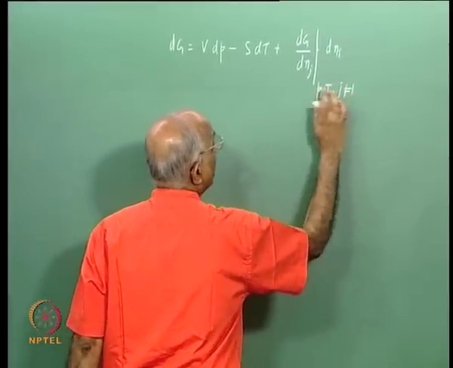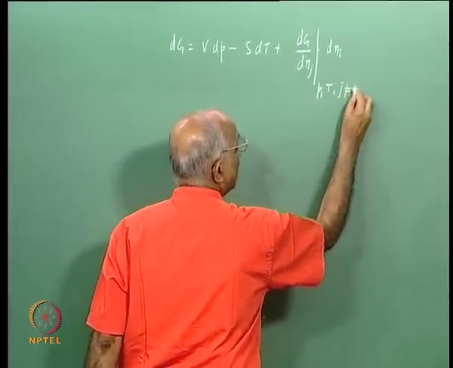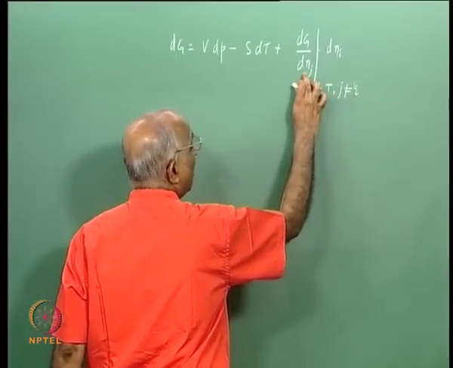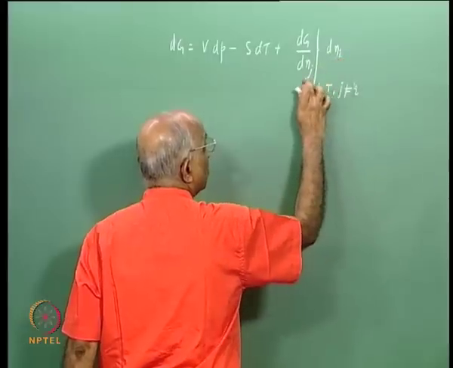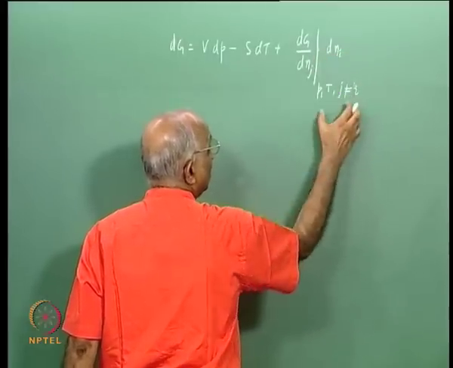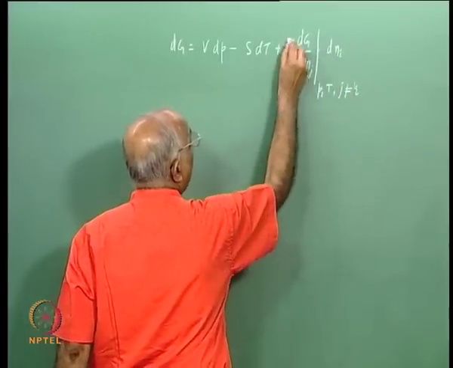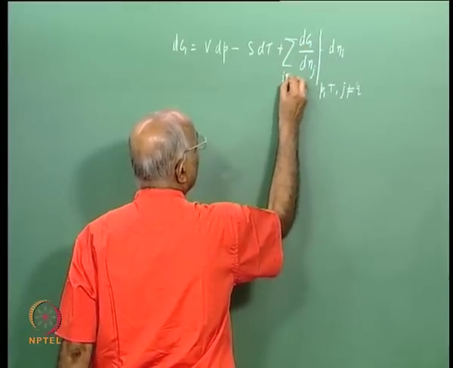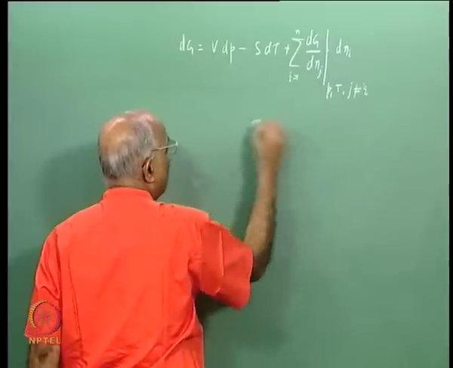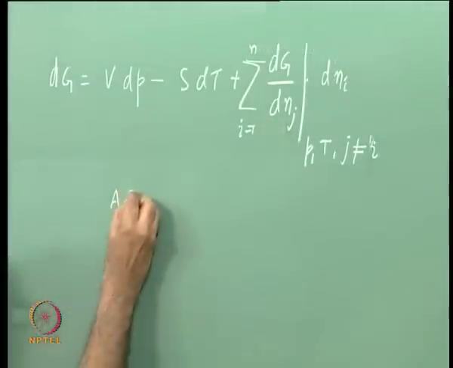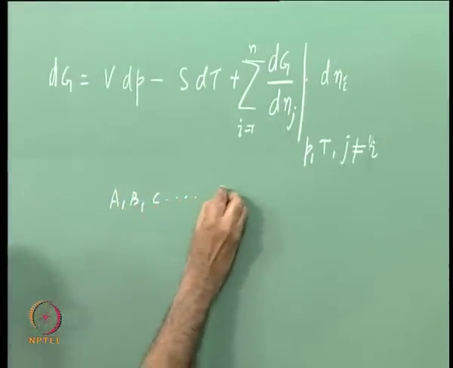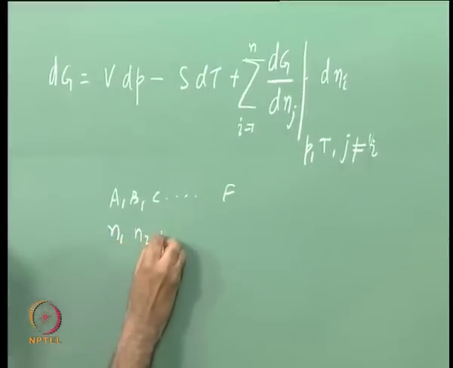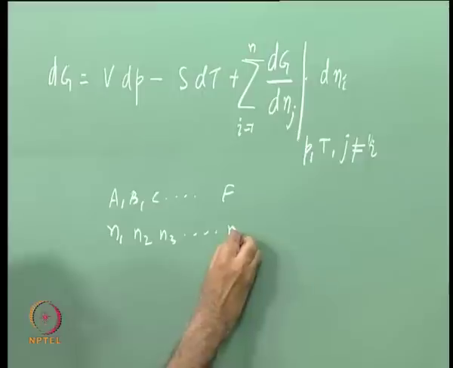That means j is not equal to i; all other things are held constant except the jth constant. When I say dn1, this must be dn1, when it is 2 it must be 2, only that is changed, and therefore I can write it in this form, and now I add all of them together. I make sure that i goes from 1 to n in a multiple component system where you have species maybe A, B, C and all that, to maybe F or something. We have n1, n2 moles, n3 moles and so on up to nn moles.